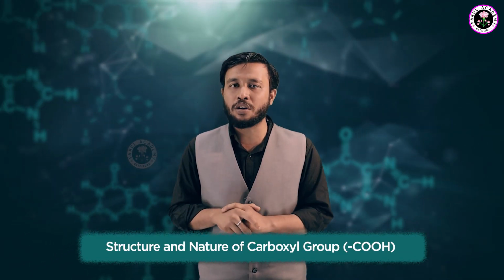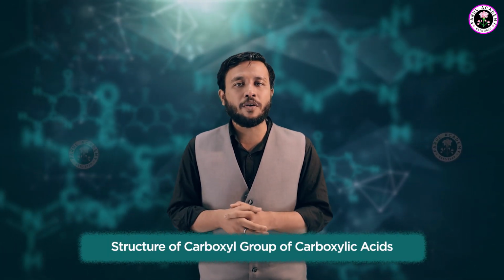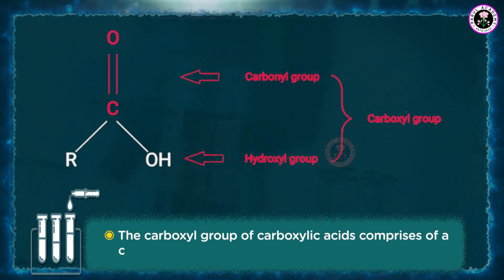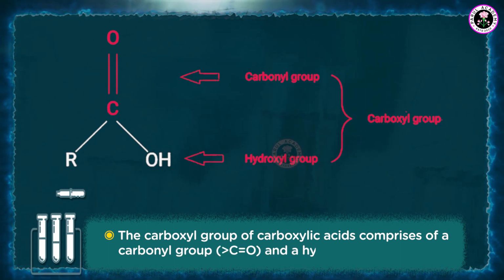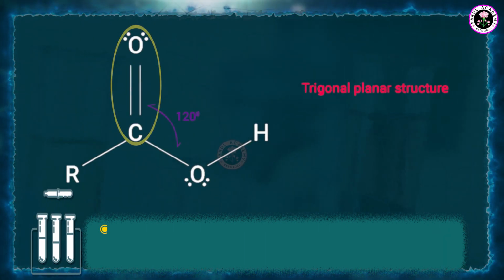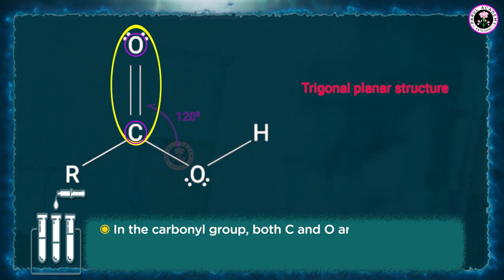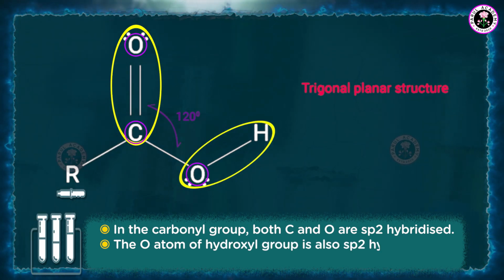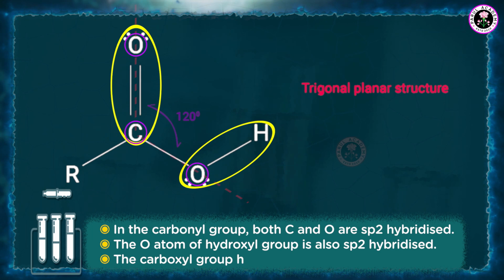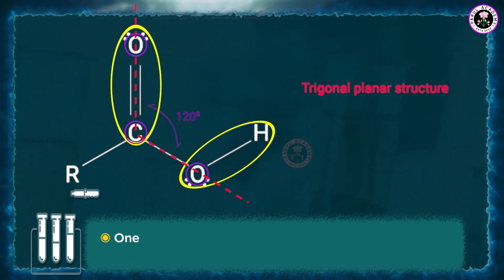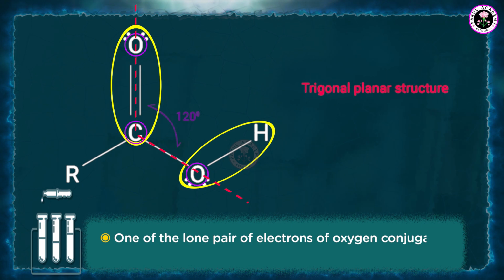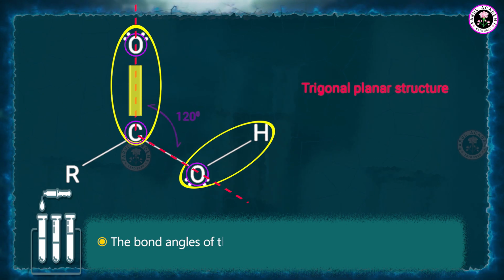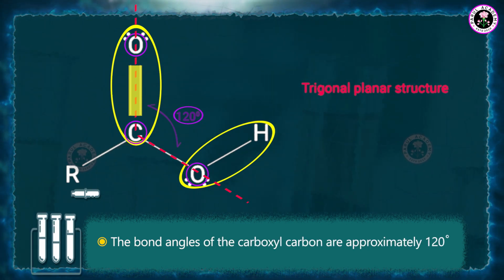Structure and nature of carbonyl group. Structure of the carboxyl group of carboxylic acid. The carboxyl group of carboxylic acid comprises a carbonyl group, C double bond O, and a hydroxyl group, OH. In the carbonyl group, both C and O are sp2 hybridized. The oxygen atom of the hydroxyl group is also sp2 hybridized. The carboxyl group has a trigonal planar structure. One of the lone pairs of electrons of oxygen conjugates with the pi system of the C double bond O group. The bond angles of the carboxylic carbon are approximately 122 degrees.